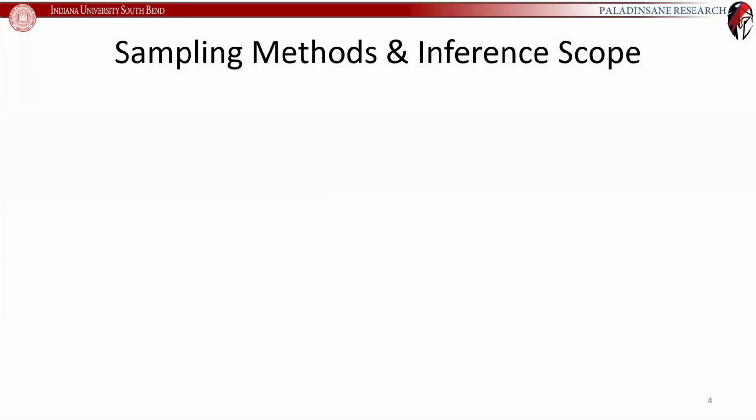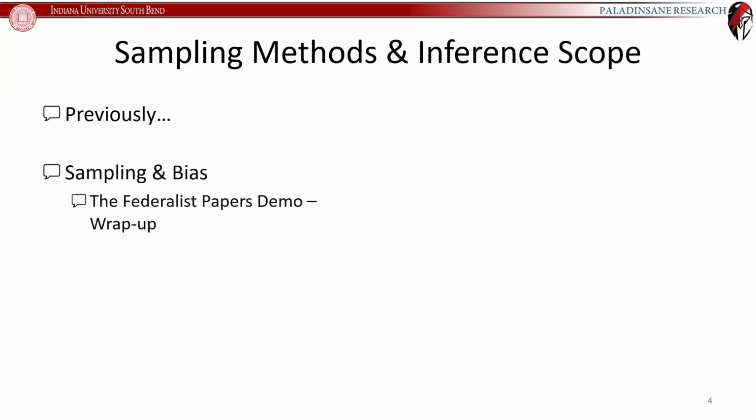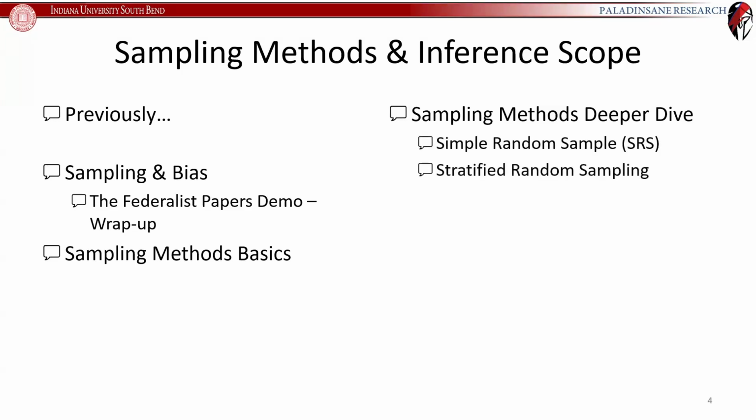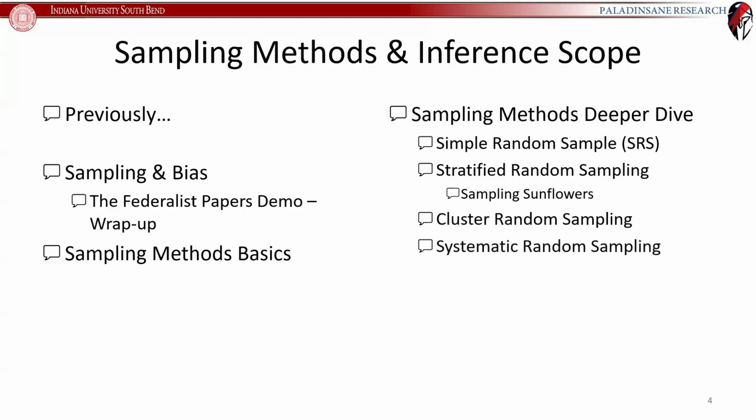All right, so today we are going to revisit one thing that we did previously, which is the Federalist Papers example, and I will hopefully do a better job of driving home the point that we were trying to make last time. And then we're going to take a look at sampling method basics, just a brief introduction. And then we're going to go into a deeper dive into some of the specific techniques of sampling, such as simple random sampling, stratified random sampling. We'll do a demonstration with sampling sunflowers, and then cluster random sampling and systematic random sampling.